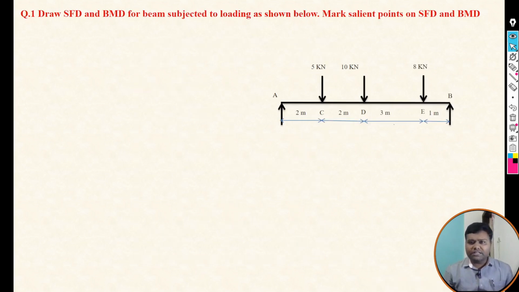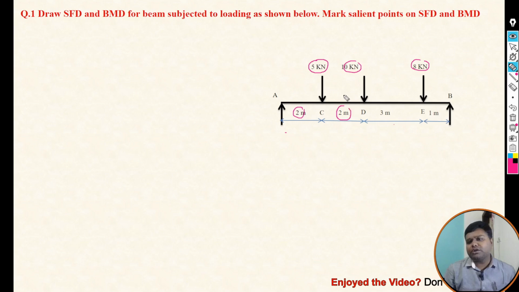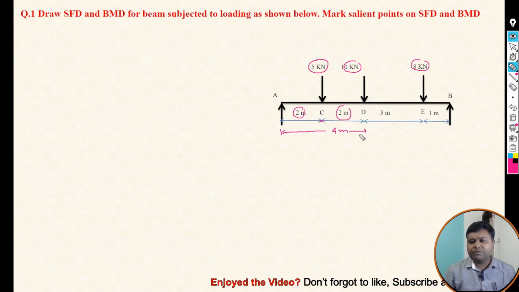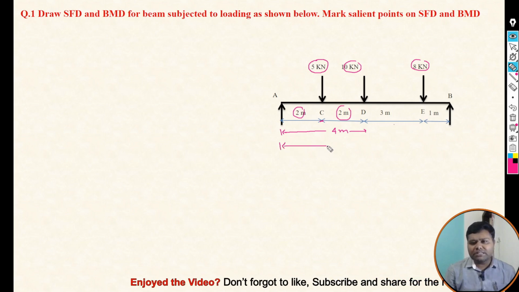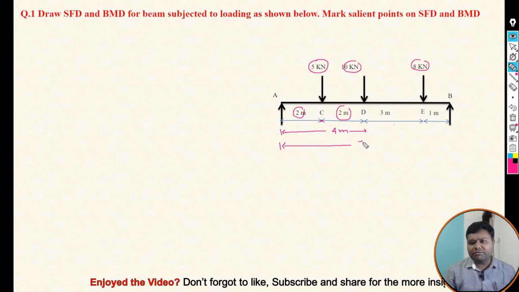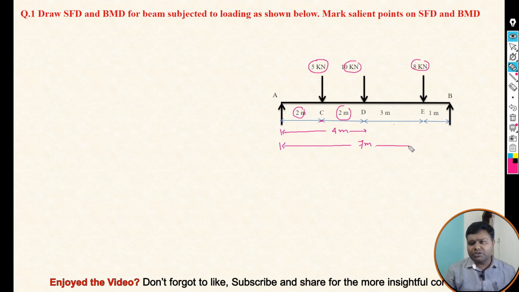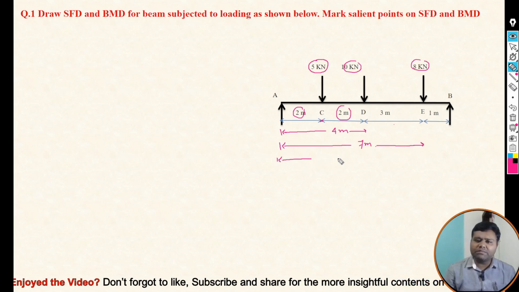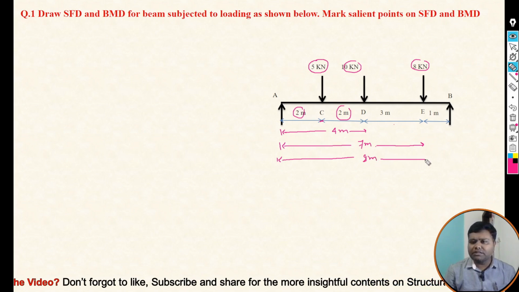Okay, so as we discussed, here we are considering one simply supported beam, and that simply supported beam has three point loads: 5 kilonewton, 10 kilonewton and 8 kilonewton. So the 5 kilonewton load acts at 2 meter from point A, then the 10 kilonewton load acts at 2 meter from point C. Okay, means if we consider the distance from point A, it is 4 meter. Then another 8 kilonewton force acts at 3 meter from point D, means the total distance is 2 plus 2 plus 3, that is 7 meter. Okay, 7 meter. So this distance we are considering, and we see the total span is 8 meter. Okay, this is our total span.